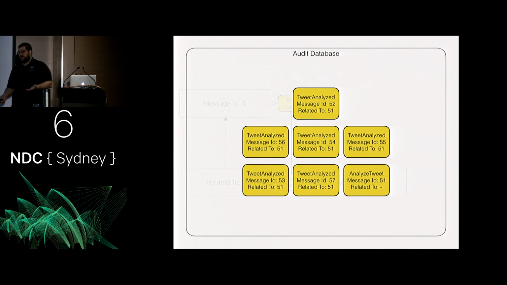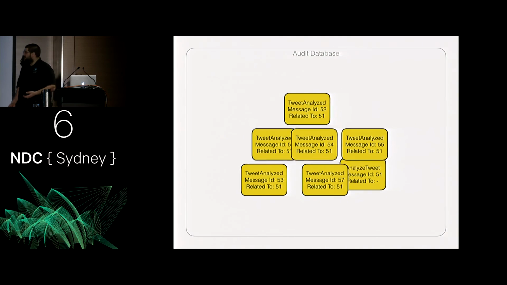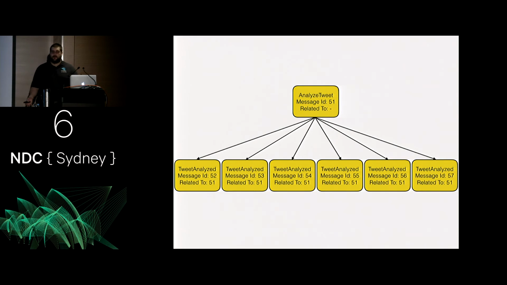Back to the Twitter leaderboard example. These are the same messages again, but now I've added message ID and related to. So now we can use that information to arrange these into a message flow. And we can see that processing analyze tweet led to tweet analyzed being processed 6 times. Why 6? Does anyone have a guess? No, it's not retweets.